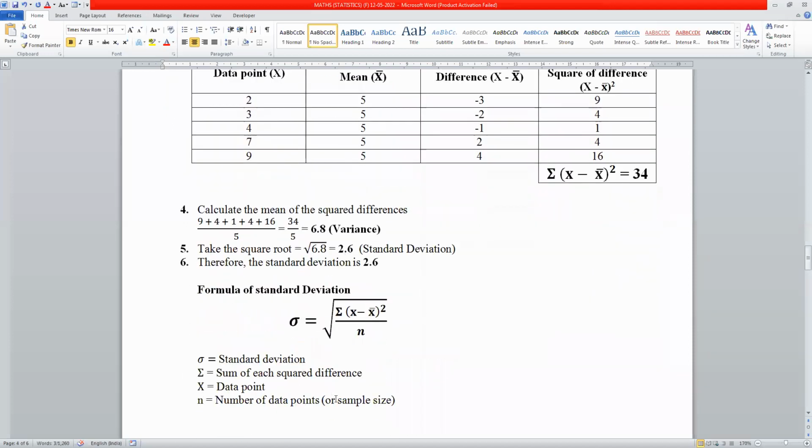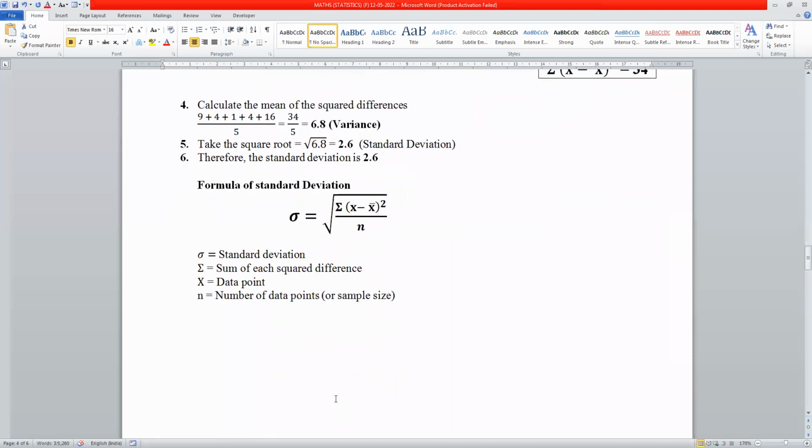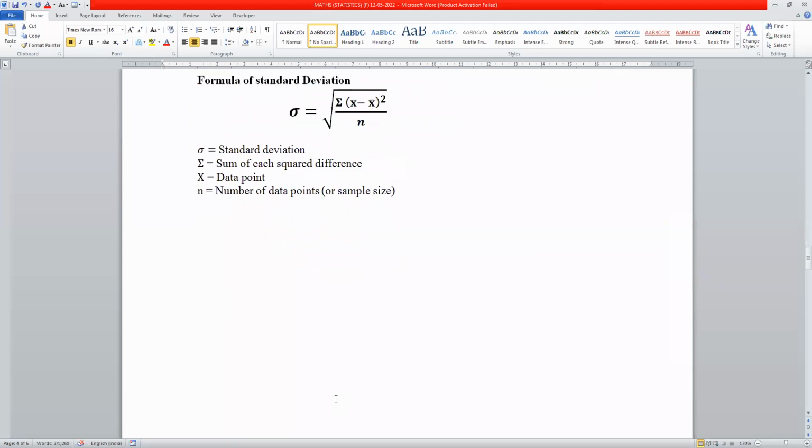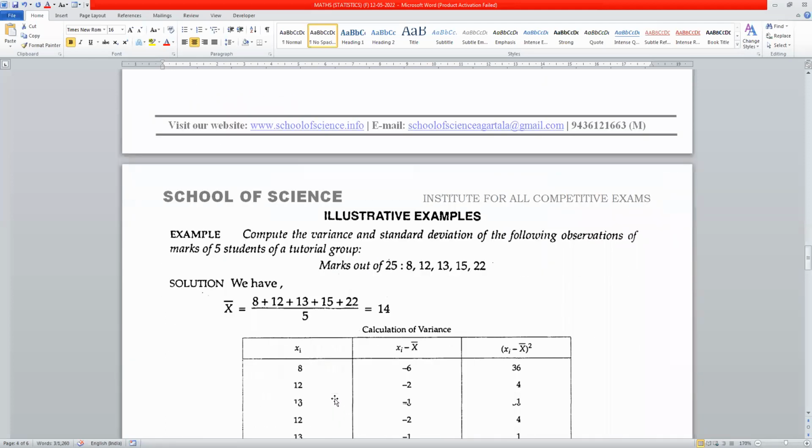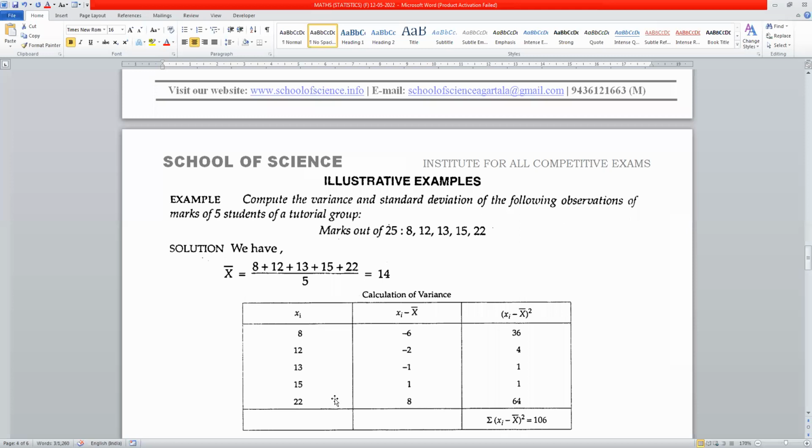Okay, sir. Formulae are there, and since it will be all MCQ type, you need not solve it this way; you can do it in a very shortcut method. So, more precisely, you just see. Compute the variance and standard deviation of the following observations of marks of 5 students of a tutorial group. Marks out of 25: 8, 12, 13, 15, 22.